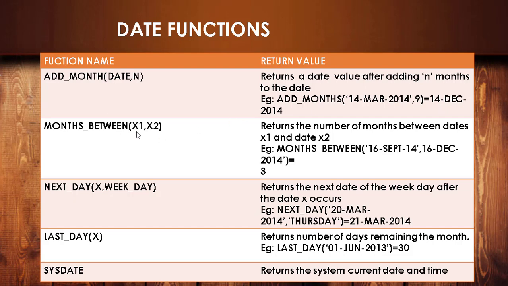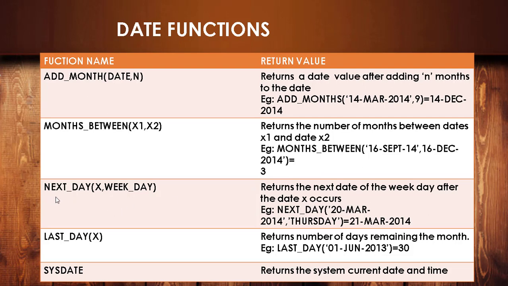Next, months between x1 and x2. Two dates will be given, that is x1 and x2. It will find out the number of months between these dates. For example, months between 16 September 14 and 16 December 24. The months between these two dates are 3 months, between September and December.